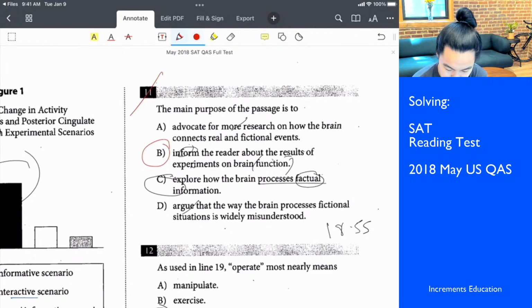Okay, I mean, that one's kind of stupid, but I got it. So with 11, it's... Hang on. B is so broad that it's not inaccurate. I'm trying to come up with a good reason why C is actually wrong. The main purpose of the passage is to explore how the brain processes factual and fictional information. Is that why it's wrong? I guess that's what they're going for.